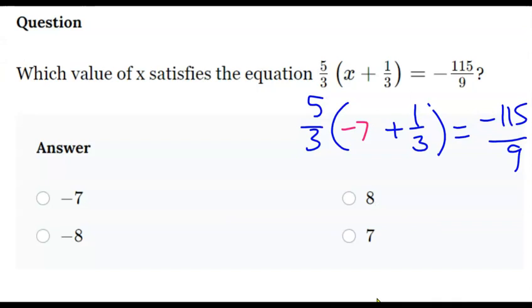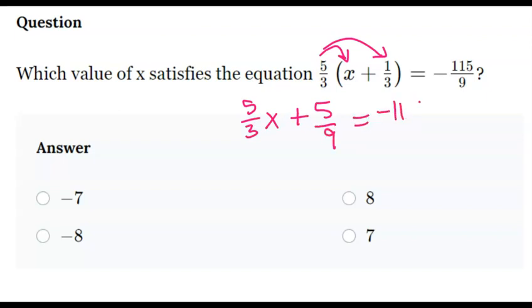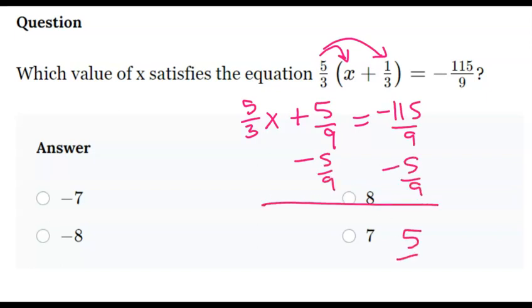So you can choose it by substitution here, or I could have distributed my 5/3 and got 5/3 x plus 5/9 equals negative 115 over 9. Then I would subtract 5/9 from both sides. Sorry, let me back up here. 5/3 x equals negative 120 over 9.